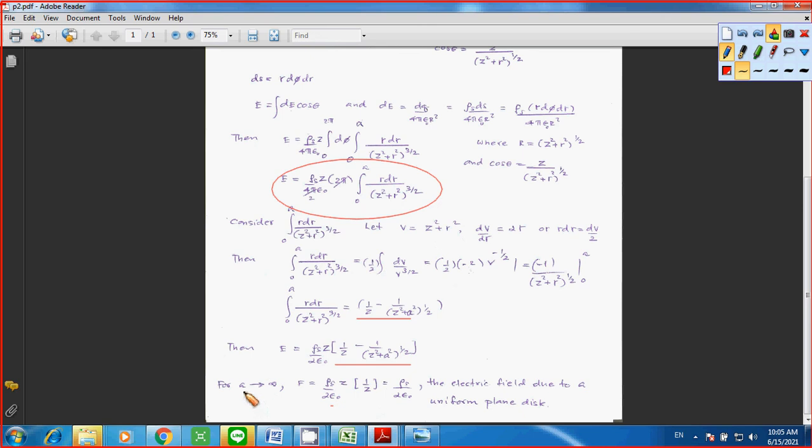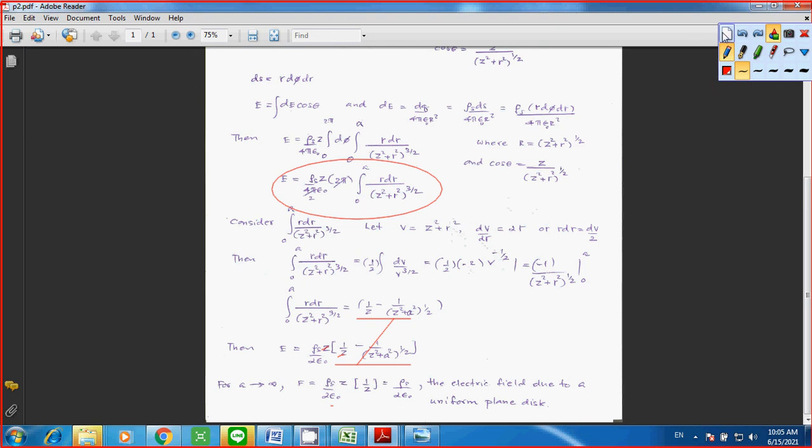Now for the limit of a going to infinity, you can see that this term is very large and this term drops, right? So you end up with 1 over z in the bracket. z and z cancel out. You end up with E to be rho s divided by 2 epsilon 0 when your a is very large, or your disk has a very large radius or diameter, doesn't matter.